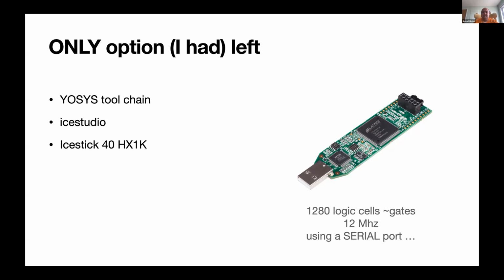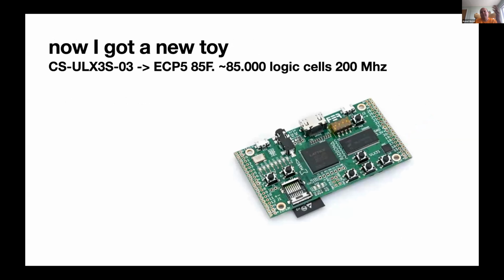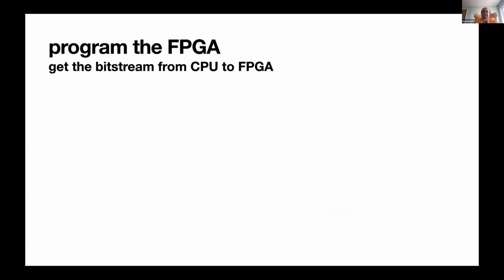Compare this option with PyTorch and GPU hardware availability, right? It's an insane difference. Okay, I have a new FPGA now, and this one probably got stuck in a canal somewhere. But yeah, we couldn't use this one.